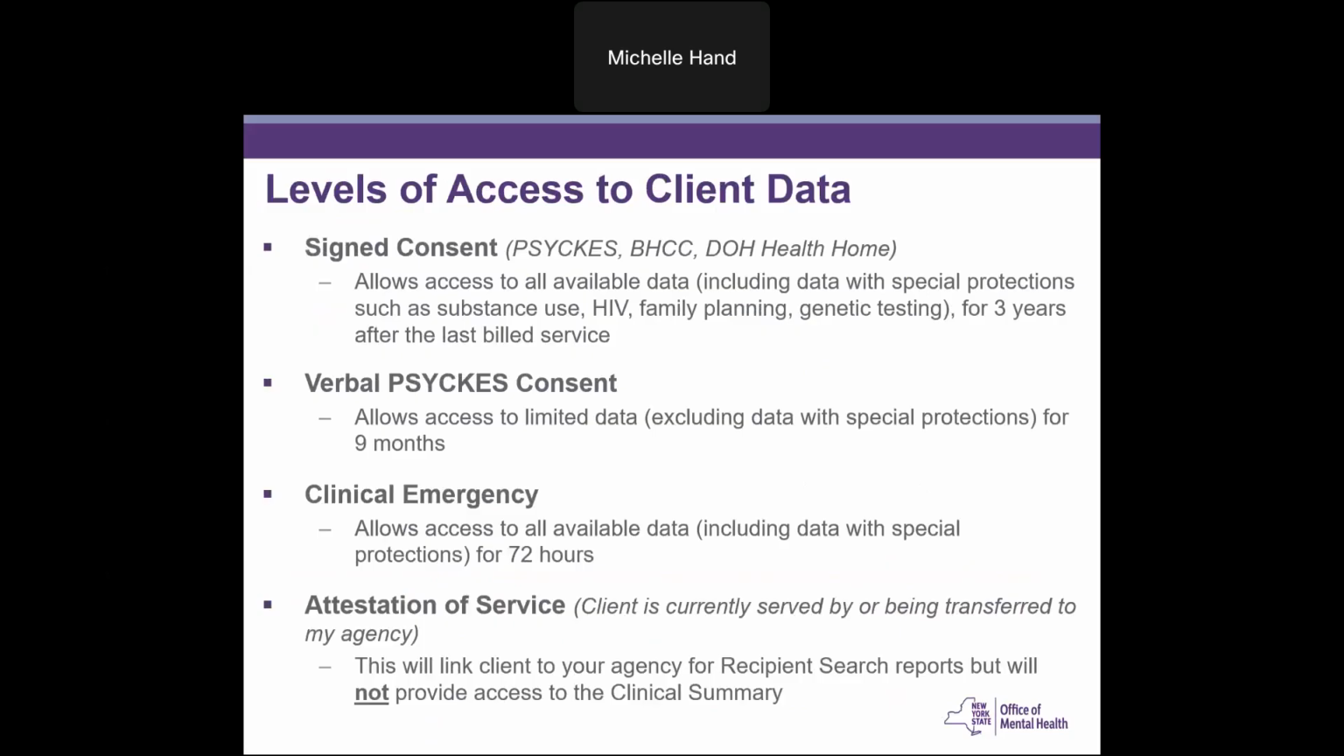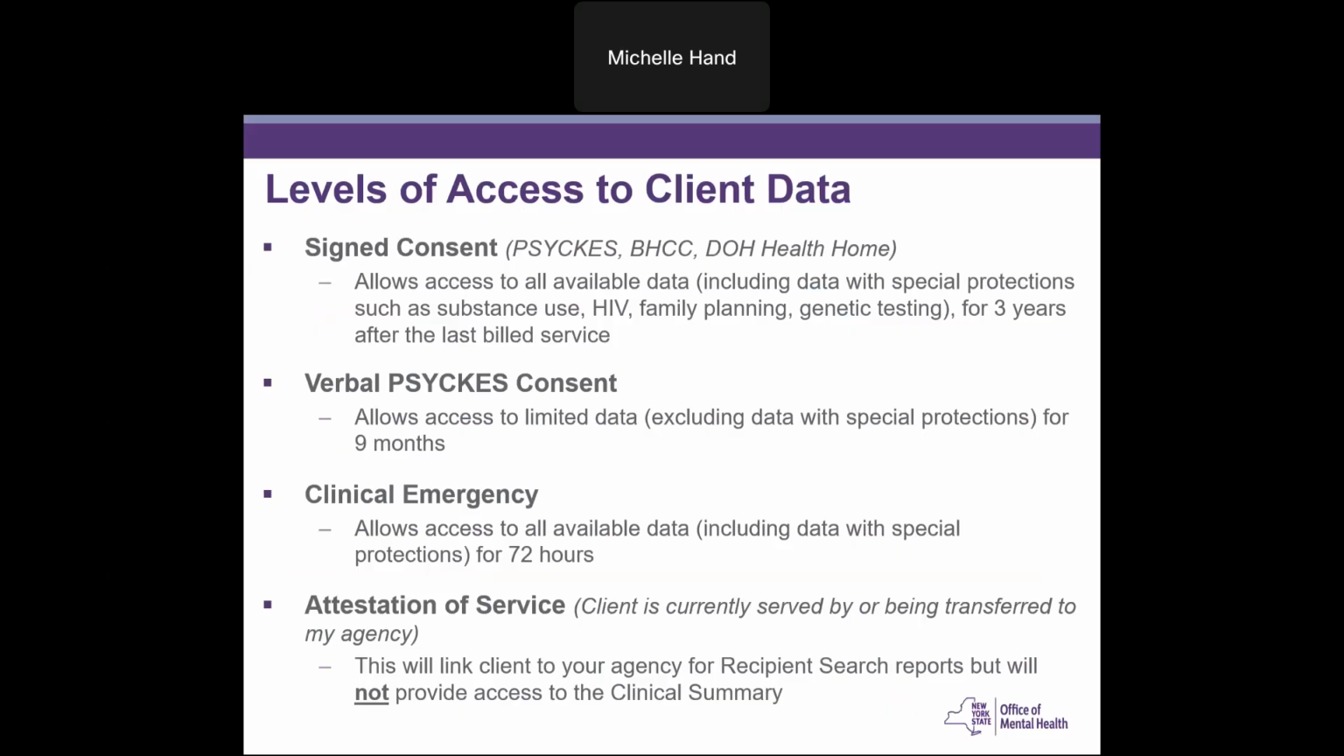I'm going to explain a little bit more about what these levels of access mean. So the signed consent, again, that's PSYCKES, the DOH Health Home, or the BHCC consent. This level of access allows access to all available data within the clinical summary. So that's including data with special protections. And data with special protections is substance use information, HIV, family planning, and genetic testing. So it includes all available data with assigned consent for 3 years after the last billed service.